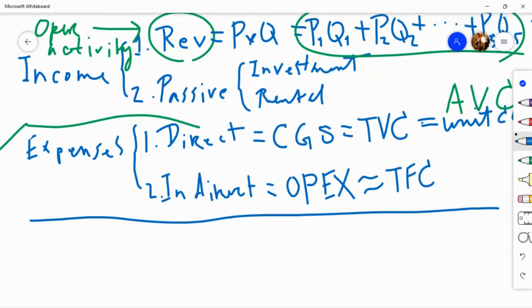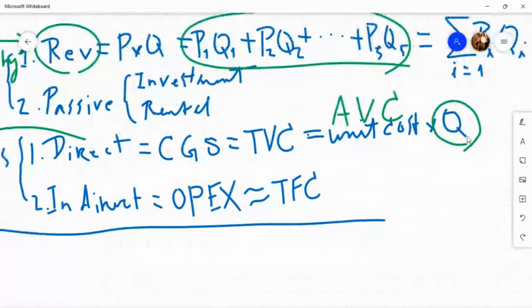And I told you total variable cost is the microeconomics terminology. CGS, cost of goods sold, is the accounting terminology. But total variable cost means basically it changes, it varies. Think about the word variable. That means it varies. It varies with what? It varies with the output level, the quantity produced, meaning the production level, right? So it goes up or down with the production level.